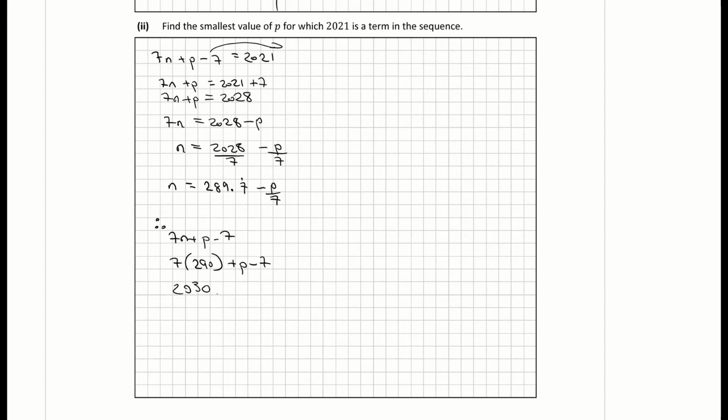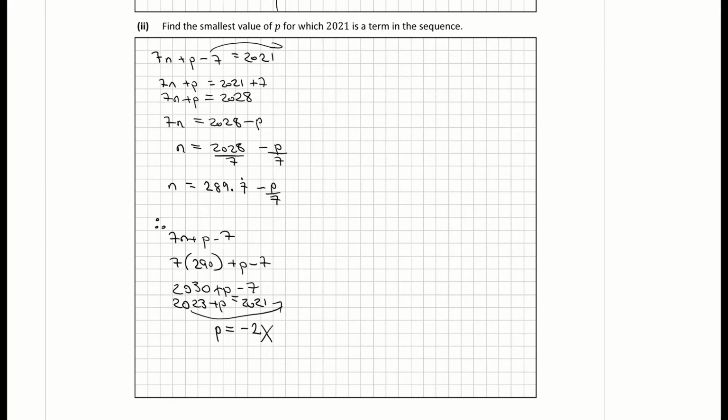2030 plus P minus 7. So that'll give me 2023 plus P, but that can't work. So I'm going to put an X on this. And the reason for it is, in order for me to make 2023 plus P become 2021, that would mean that P would be negative. So again, don't forget, if this was equal to 2021 and I move that over, that would give me P is equal to negative 2.